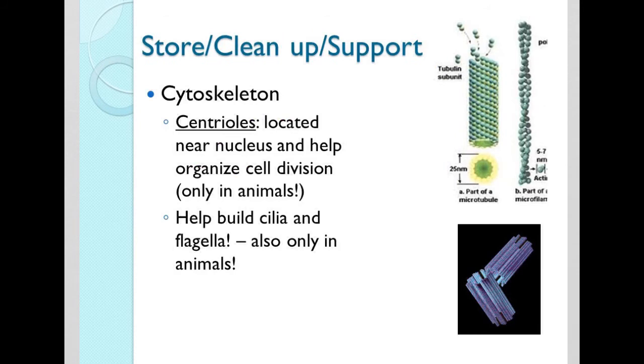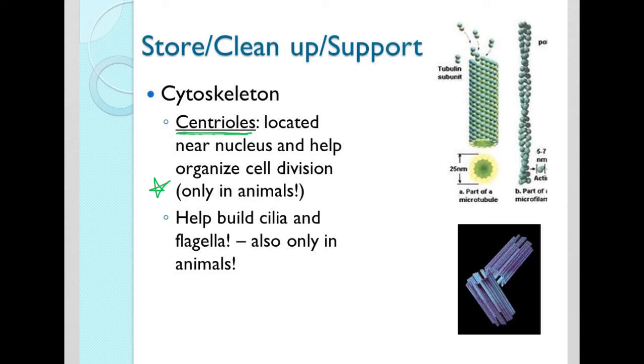We're going to talk about a couple specific things associated with cytoskeleton. Cytoskeleton creates things called centrioles. These we're not going to talk about that much until we get to cell division, but they are located near the nucleus. They do help organize cell division, and you do need to know that this is an example of an organelle that only exists in animals. Later we're going to talk about a couple that only exist in plants. We already talked about that large central vacuole, but this is a unique one that only exists in animals.